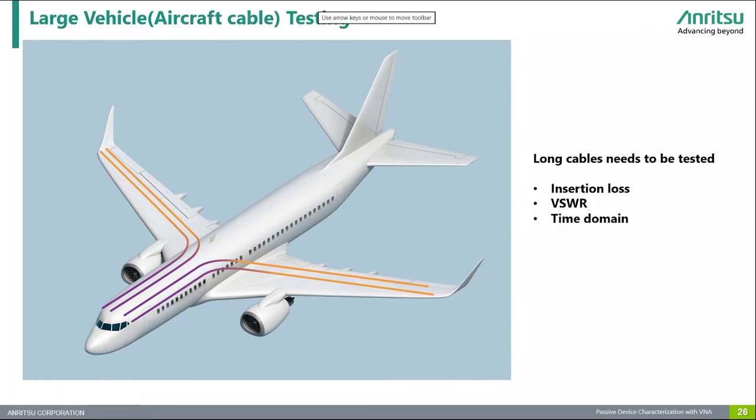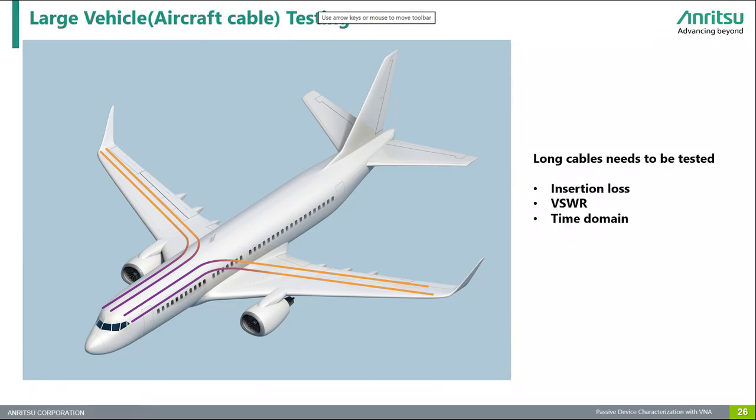And the last one is time domain analysis. This is especially useful for identifying faults or discontinuities along the cable, such as crush points or connector issues. Using the time domain reflectometer with a VNA, we can pinpoint the exact location of these faults.